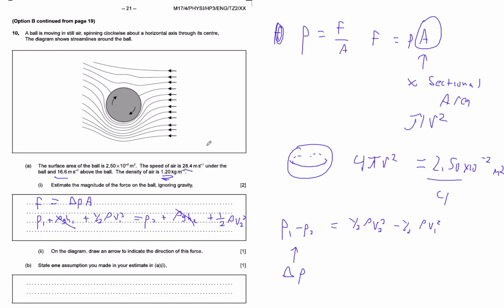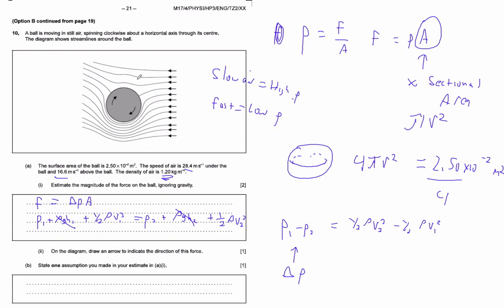And then you're going to remember that slow air is high pressure, and fast air is low pressure. This is the Bernoulli principle. Slow air is high pressure.